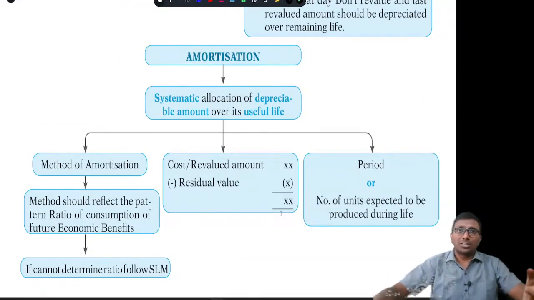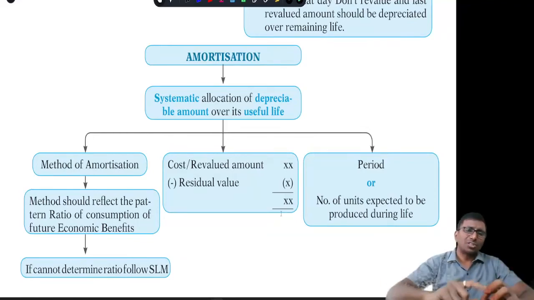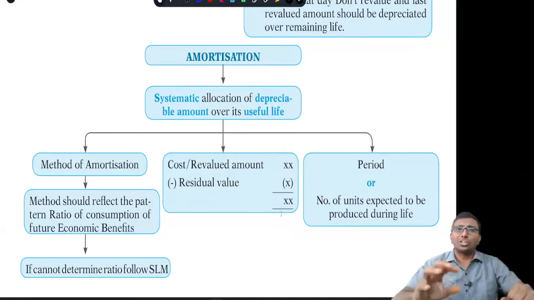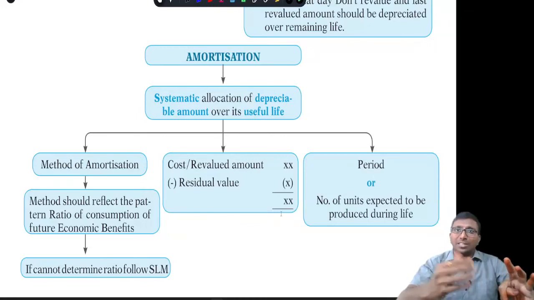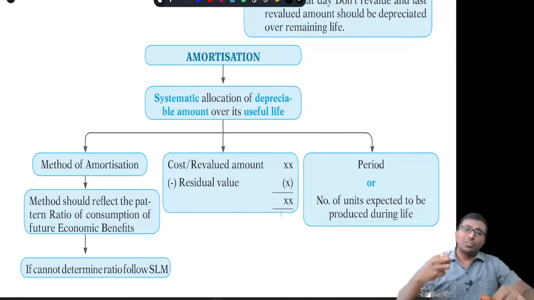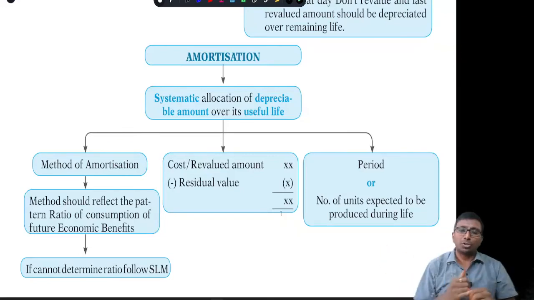We are getting into almost the last topic, which is amortization. What is amortization? Amortization and depreciation are one and the same. That is the systematic allocation of the depreciable amount over the useful life of the asset. Here the major things are two: one is the method of amortization, the next is the period, that is the life of the asset. The method of amortization is the same as in Ind AS 16. Once again, the method you select should reflect the pattern of consumption of future economic benefits, which is not exactly the sales ratio. Sales ratio will have the impact of market factors, but the consumption ratio is what you are supposed to follow. Depreciable amount means cost or revalued amount minus residual value.